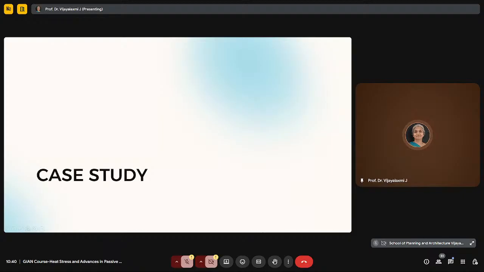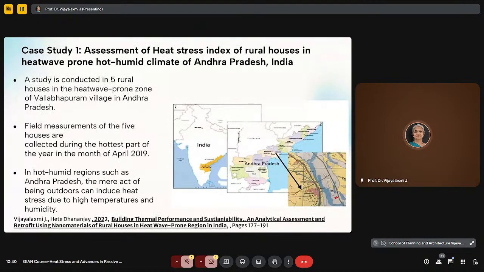Now what I have done is, from this I have picked up what interests me, and I have done two small pilot projects. These are not even case studies, they are pilot projects. In the first one, I did an assessment of the heat stress index of rural houses in the heat wave prone hot humid climate of Andhra Pradesh, India. The word hot humid is too fluid, I feel. Chennai is also hot humid, and Chennai is warm humid, so this is okay, that much is better.